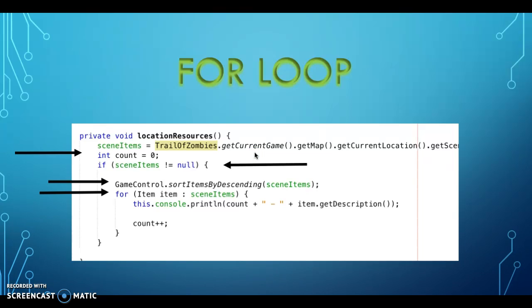Fourth, we enter the for loop, which gets the item. Fifth, we print that item out on the console for the end user. And sixth, we move to the next item until there are no more items.